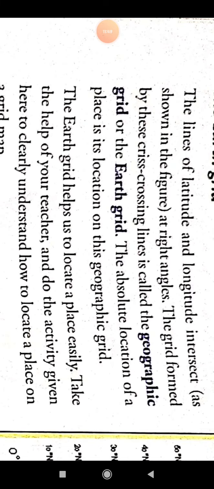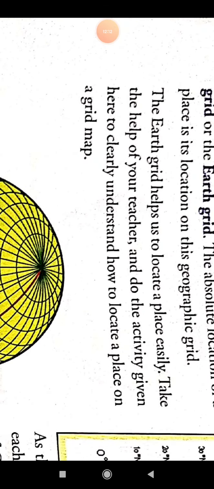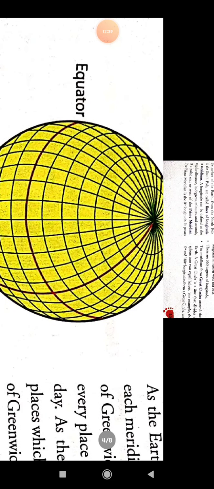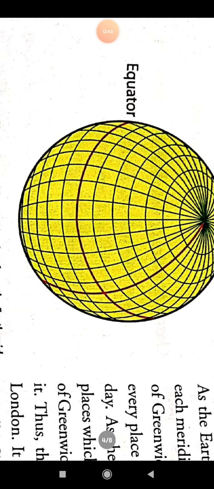And the absolute location: in the previous video I explained the relative location and the absolute location. To find the absolute location of a place, we need the degrees of latitude and longitude. Then it is easy to locate the place. So what is the use of the grid? The earth grid helps us locate a place easily. If we have the degrees of latitude and longitude, we can easily locate it on a map or on a globe. Clearly understand how to locate a place on a grid map. You can see in this picture the crisscrossing latitude and longitude and the grid.